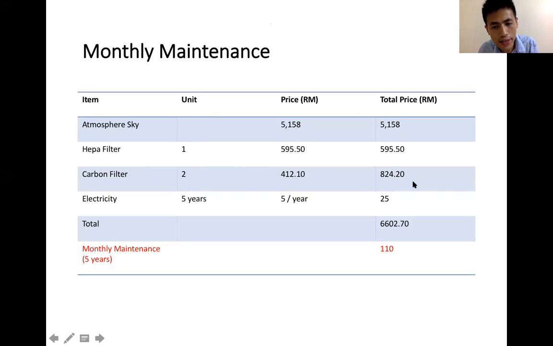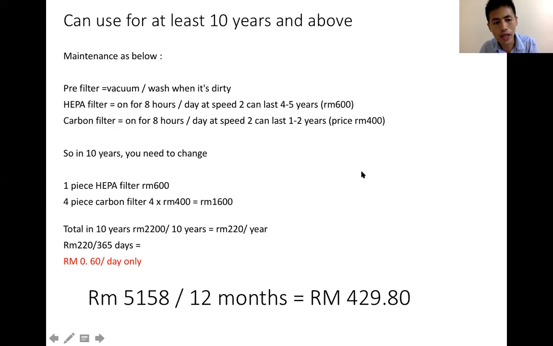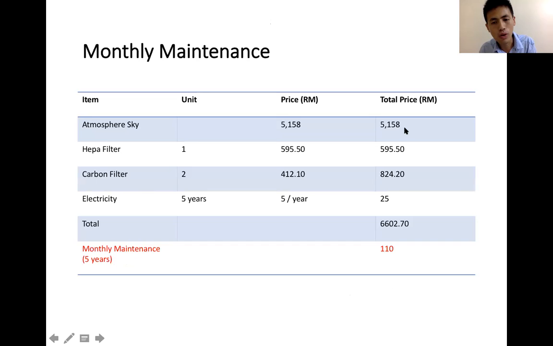This one, I just realized I calculated wrongly already. So you can omit this figure here. Because in the first 5 years, you don't need to change any HEPA filter. Because just now when I showed you, in 10 years you need 1 piece of HEPA. So in 5 years, actually, you don't need HEPA, but you need 2 pieces of carbon. So the cost will be 5,158 plus 824.